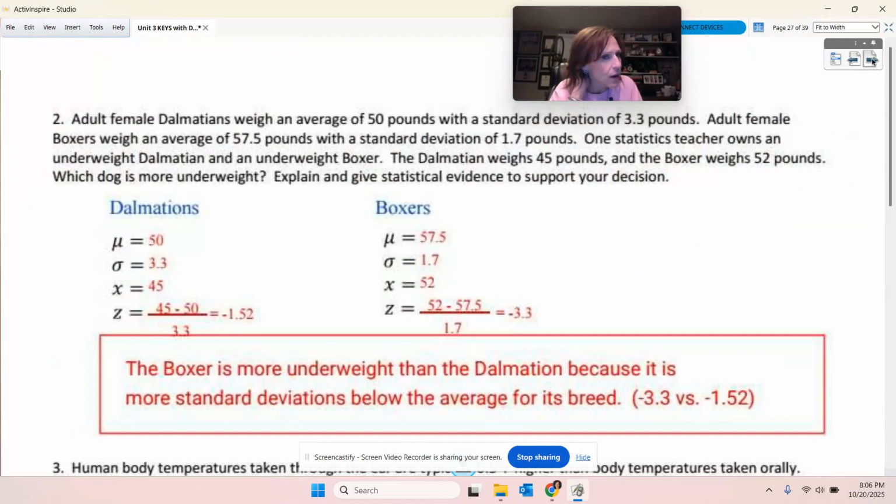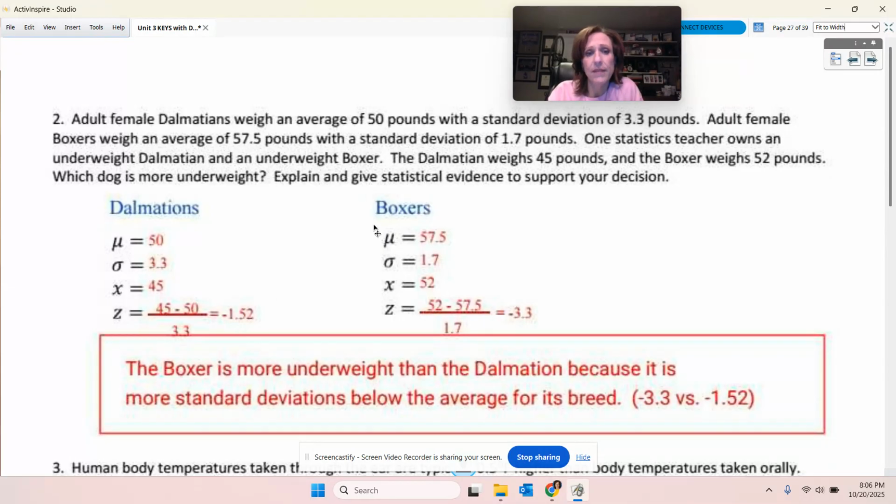So here, this first problem, number 2 on this page, had your comparison of a Dalmatian and a boxer. Remember, whenever we're comparing two totally different things, we need to get their z-scores. We have to standardize their scores so that we can compare them. So you take the Dalmatians and write down all the facts that you have for them: the mean, the standard deviation, and the context value. We'll get the z-score with x minus the mean over the standard deviation.